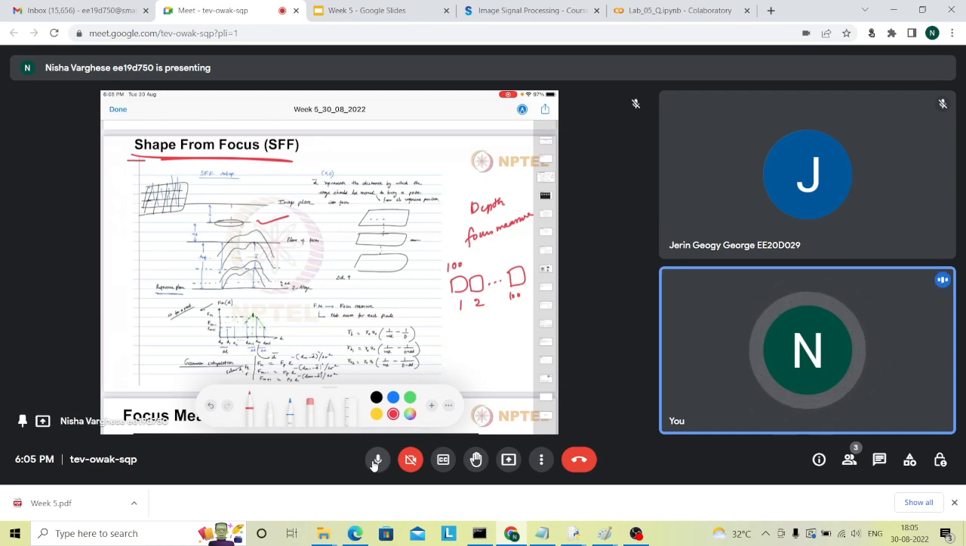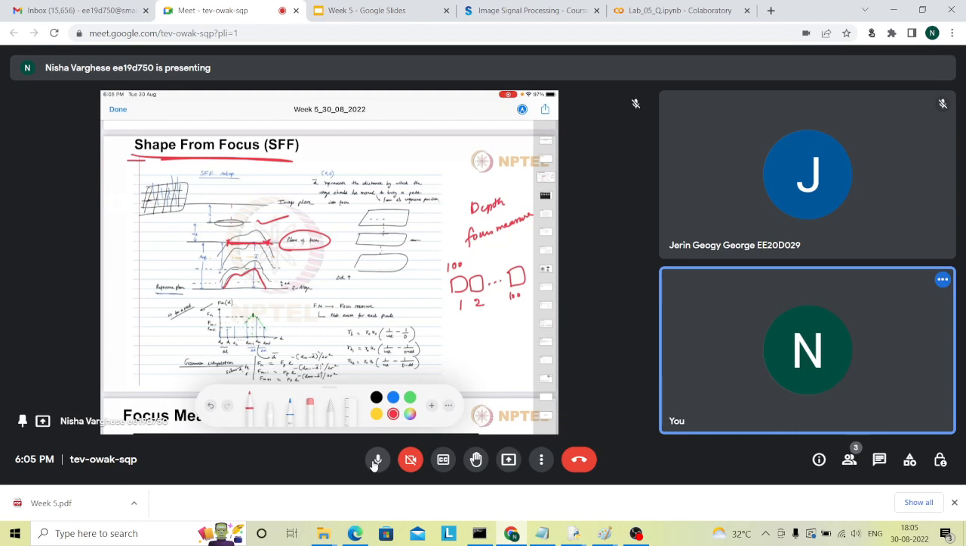After that, either the object is moved or the lens is moved to get other images. So in each case, the object is at a different distance. There will be a plane of focus for the setup, and at a particular time a particular region of the object, say this is the object, will fall on the plane of focus. In this condition, these two points, this area, will be focused.